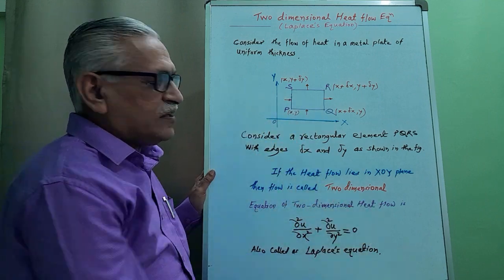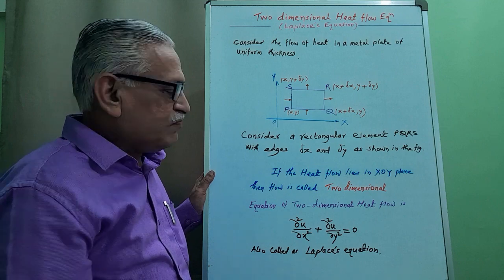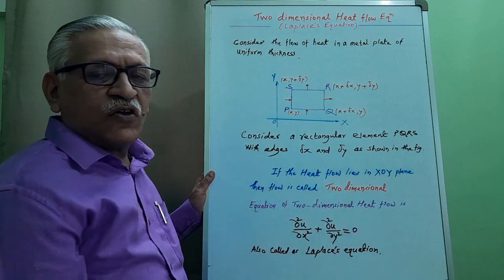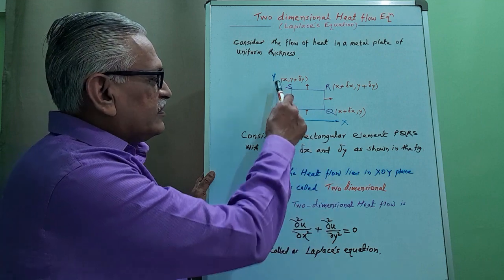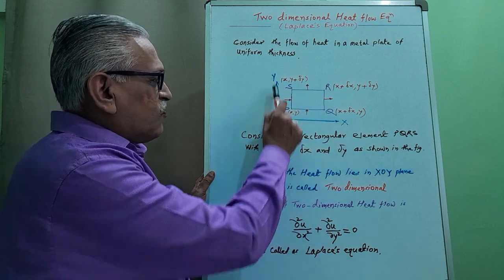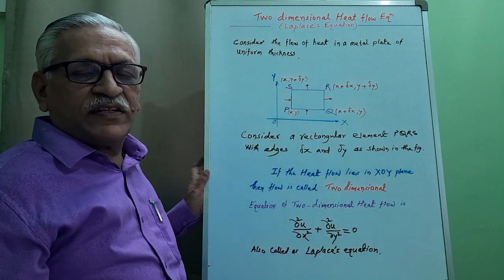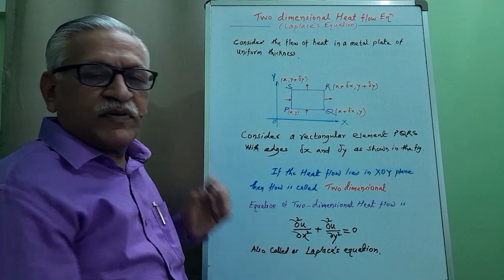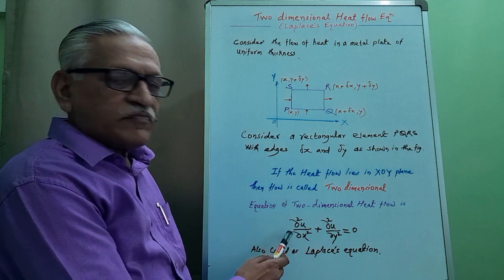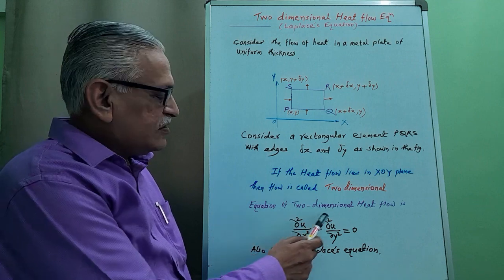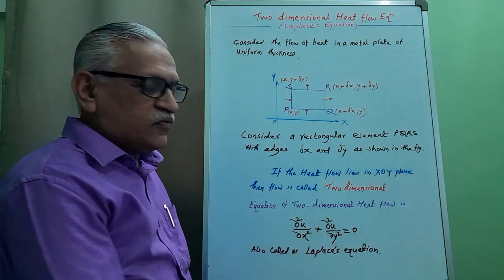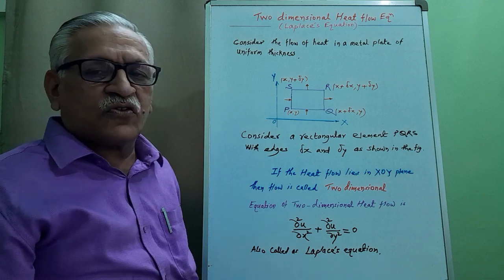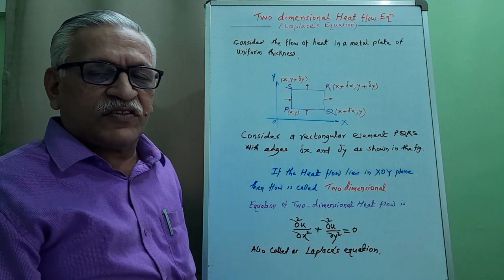If the heat flow lies in the xy plane, then that flow is called two-dimensional. This is the xy plane, XOY. And the equation of that two-dimensional heat flow is ∂²u/∂x² plus ∂²u/∂y² equals 0. This is also called the Laplace equation.